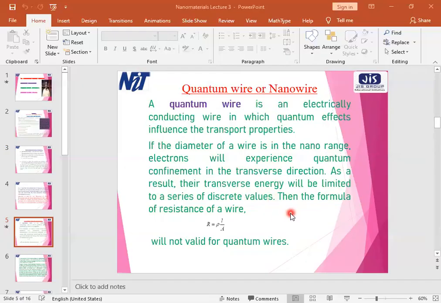Then the formula of the resistance R equal to rho L by A, where R is the resistance, rho is resistivity, L is the length, and A is the cross-sectional area, will not be valid in quantum wires, because only one dimension of it is seen to us. Only the length direction is available and other directions are not. So electrons can move in the length direction only, and if electrons are confined in this way, then its property will not be the same as the bulk body.